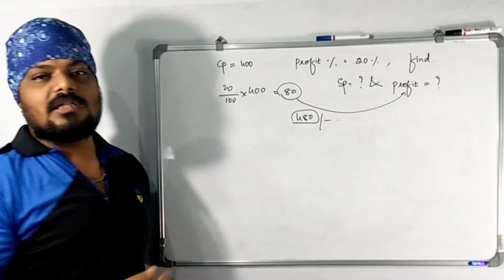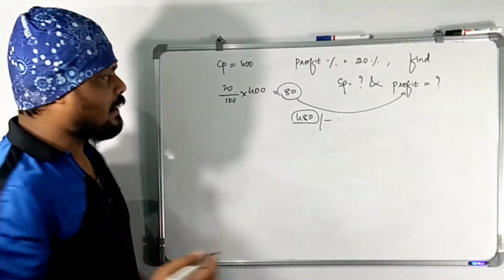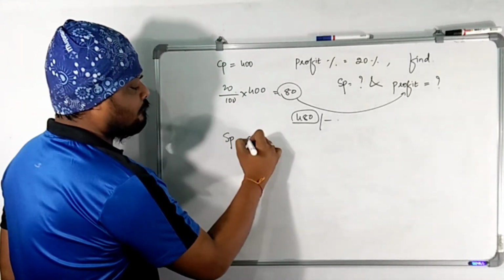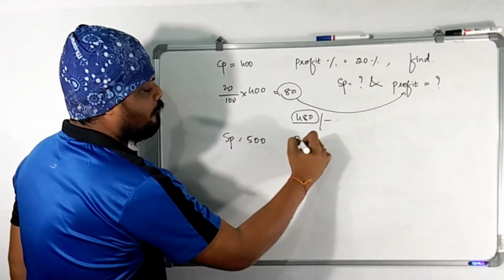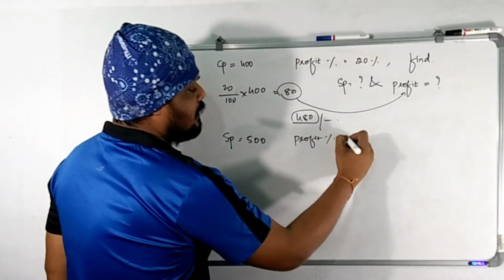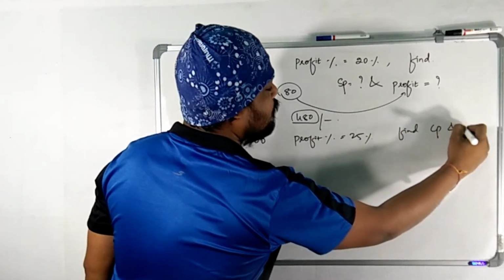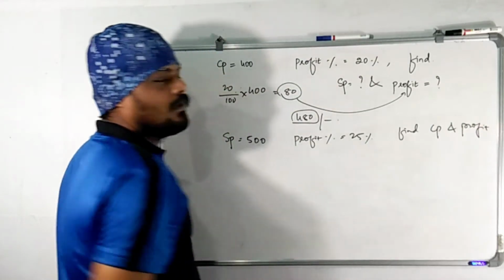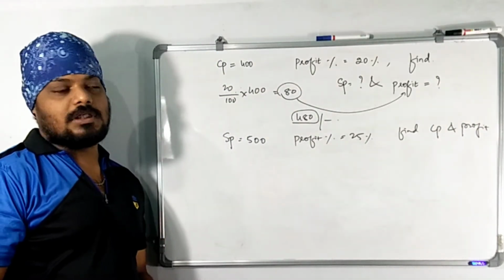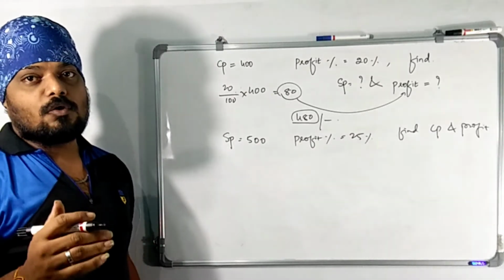Yes, if the question is given in this format, we can solve it easily. But when the question is twisted, with selling price 500 and profit percentage 25%, find cost price and profit. If the question is twisted in this form, what can you do here? Pause the video and try to solve this problem in your own method.